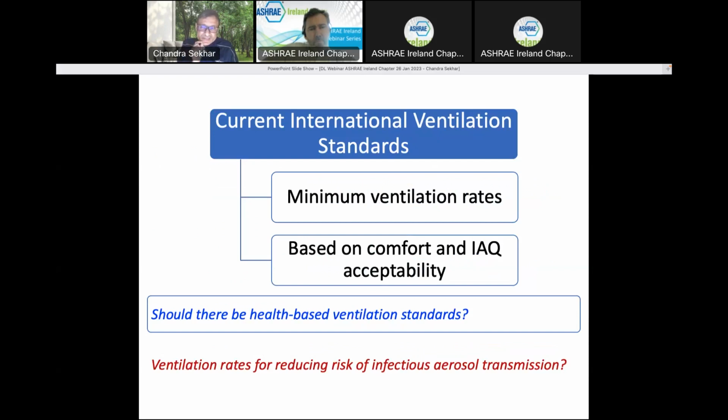I showed those three standards, and I'm really trying to focus on the first two, 62.1 and 62.2. What do these standards really base the numbers on, or what do we really pin it on? They are minimum ventilation rates. They are based on comfort and indoor air quality acceptability. Should there be health-based ventilation standards? Should we really go towards that? Health-based ventilation standards. Ventilation rates for reducing the risk of infectious aerosol transmission, like SARS-CoV-2 or any other infectious aerosol that may impact society, the world, in the future.